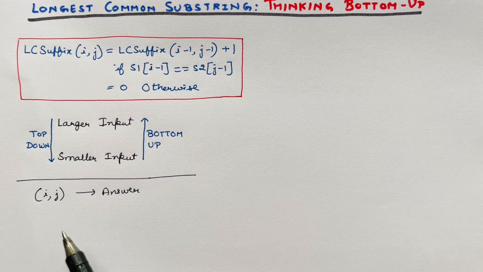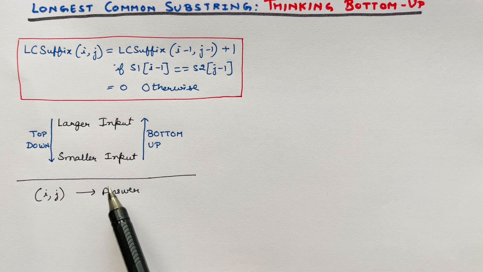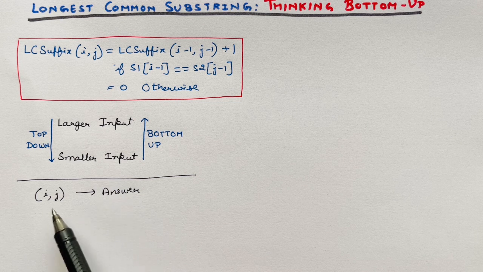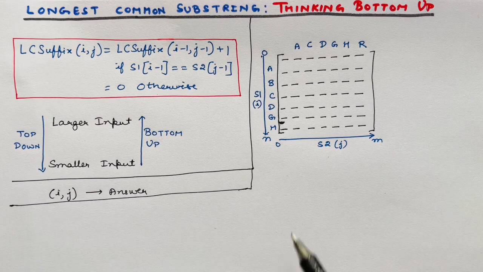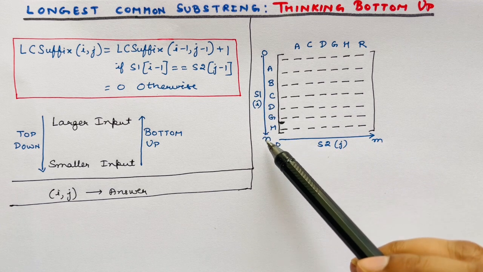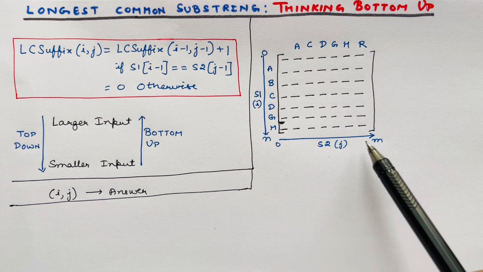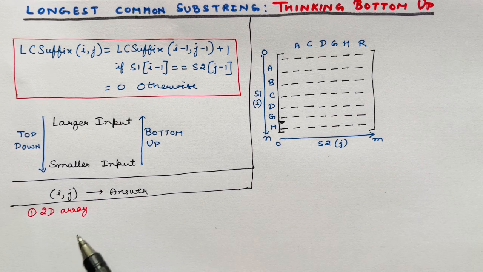Now we need to store this information and we need to be able to iterate from smaller input to larger input. We need to be able to iterate from smaller values of i and j to larger values of i and j. So what data structure can we use here? We can use a two-dimensional array. One dimension can represent the string s1 and another dimension can represent the string s2. So we have noted down here that we are using a 2D array.